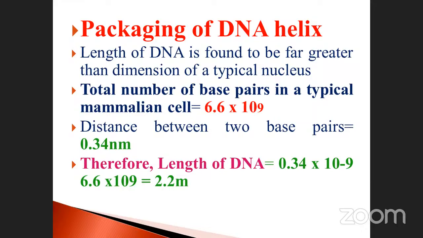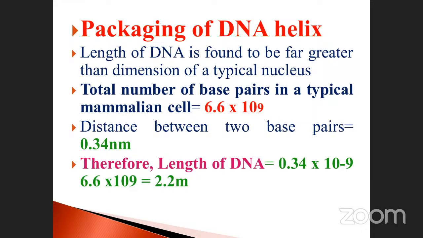Okay, see here. The length of the DNA is found to be far greater than the dimension of the typical nucleus. Particularly, the total number of base pairs in a typical mammalian cell, note it down, is equal to 6.6 into 10 to the power of 9. Here you have to put the 9 in the upper portion. 6.6 into 10 to the power of 9. Take notes, my dear.